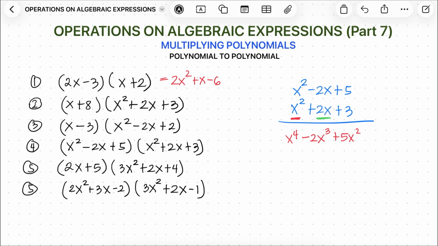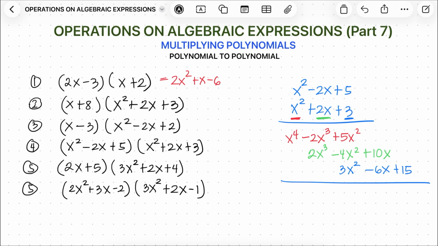Next, we are going to 2x. We will multiply 2x with all the terms up here. So 2x times x squared, that is 2x cubed, 2x times negative 2x, that's negative 4x squared. 2x times 5, that is positive 10x. All right? And lastly, we have 3. So I'll multiply 3 with all the terms. 3 times x squared, that is 3x squared. So I'm going to align it here. Then 3 times negative 2x is negative 6x. Lastly, 3 times 5, that's positive 15.